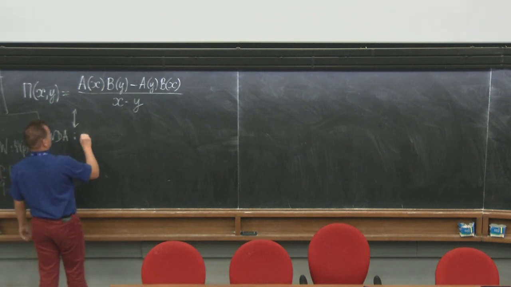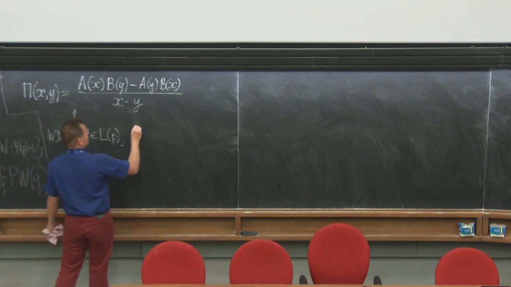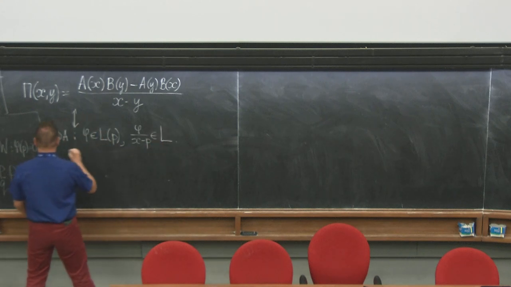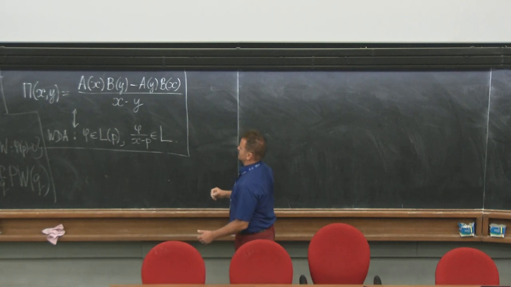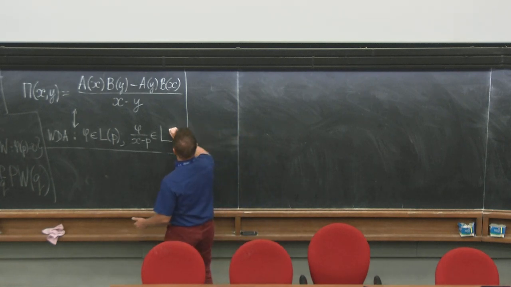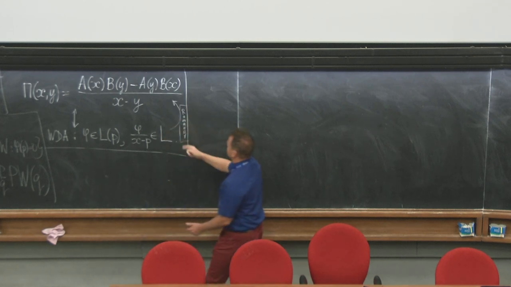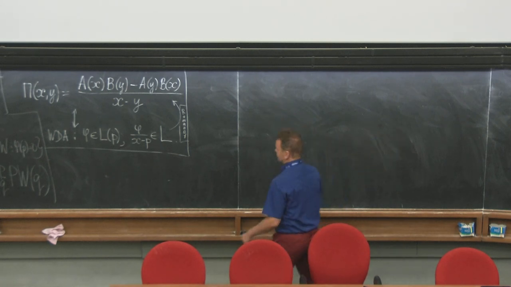So if phi is an L of P, then phi over x minus pi is an L. So consider this form. The other direction is in joint work with Roman Romanov. So we consider this integrable kernel, and we have this regularity assumption.